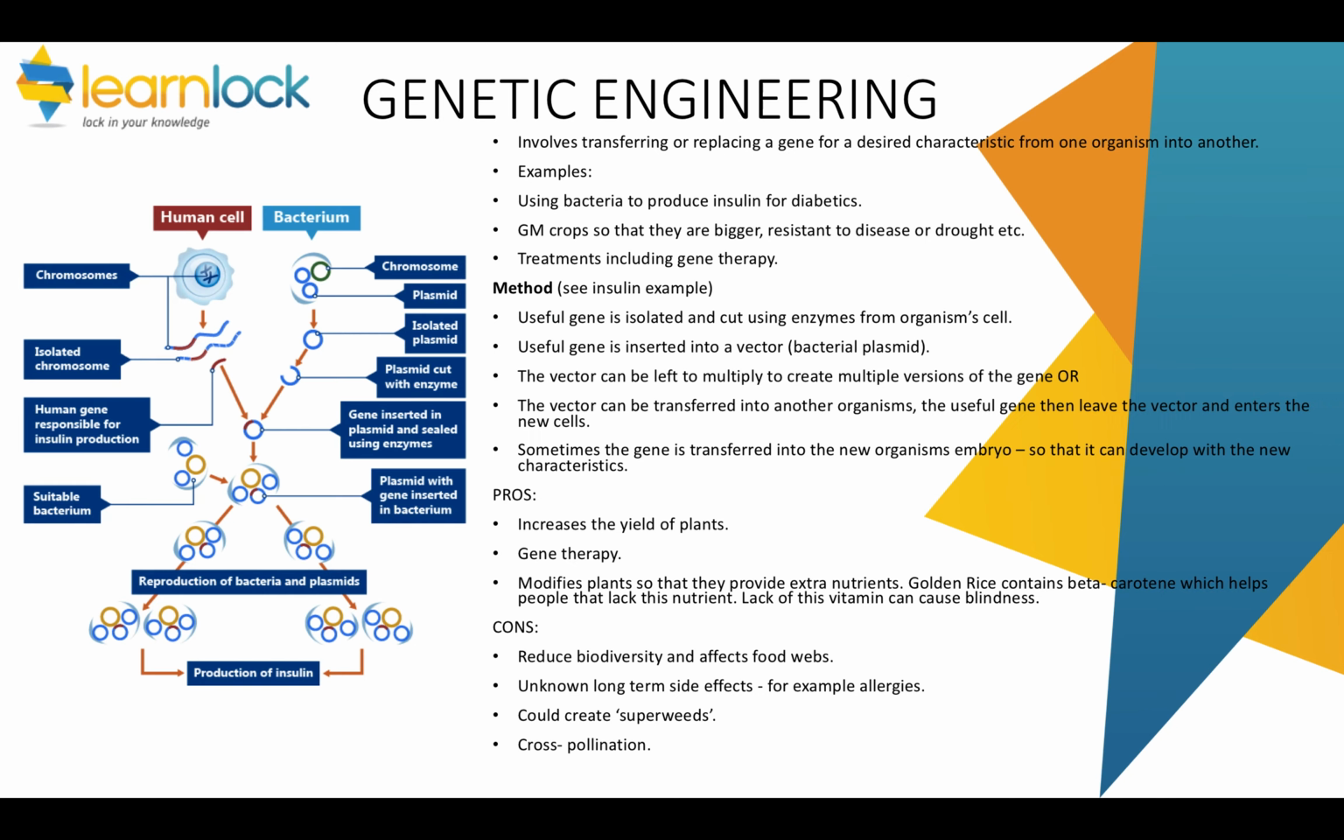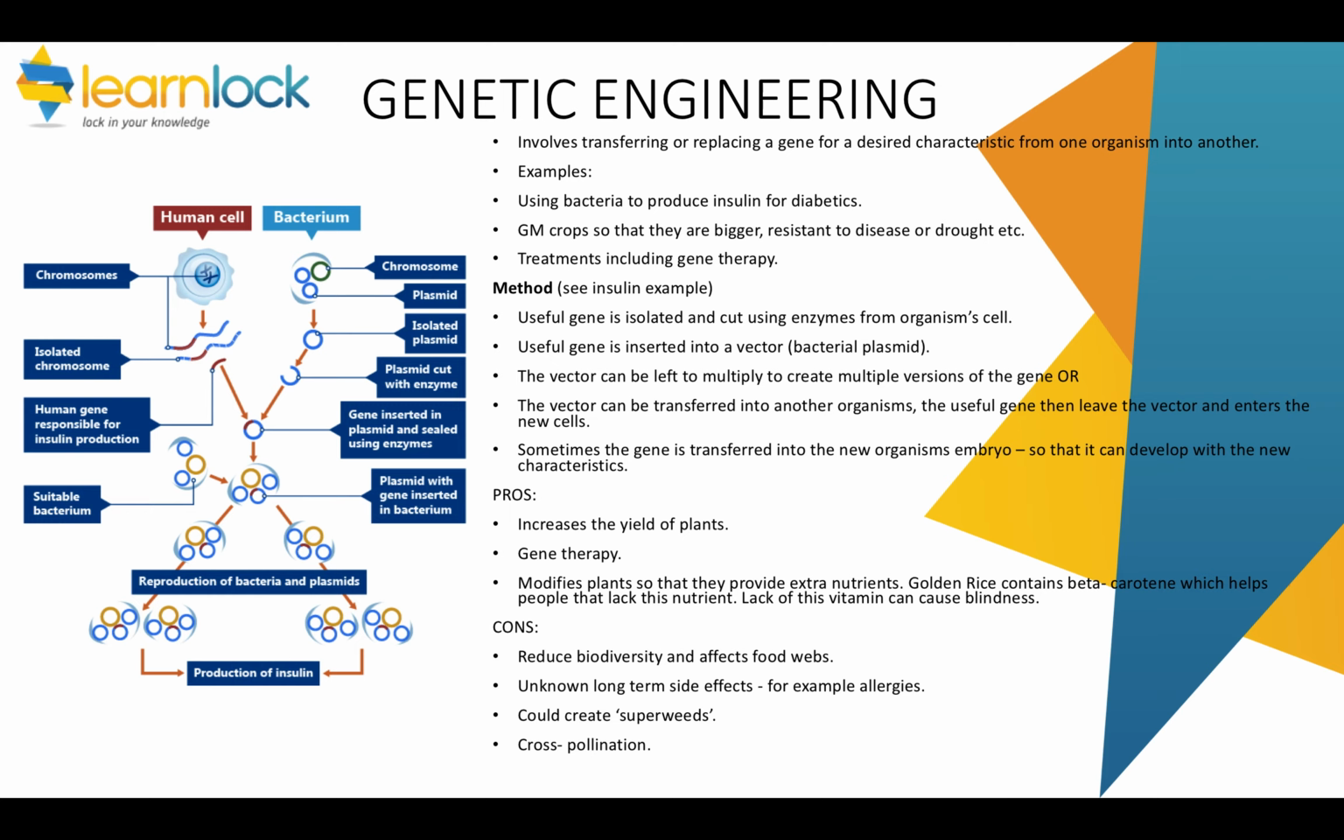A more recent technology is genetic engineering. Now, this involves transferring or replacing or modifying a gene for a desired characteristic from one organism and then maybe placing that into another organism. For example, you can take the genes to make insulin and put them in bacteria to make insulin for diabetics. GM stands for genetically modified, so GM crops you can modify so they're bigger or they can grow where there's disease or drought. And as we've mentioned before in the previous topics, we can use genetic engineering in gene therapy. So that's not to cure genetic disorders, but to help treat them.